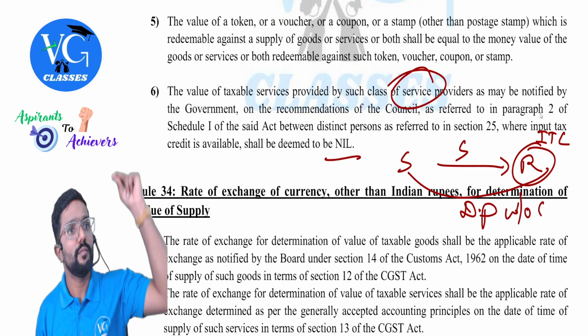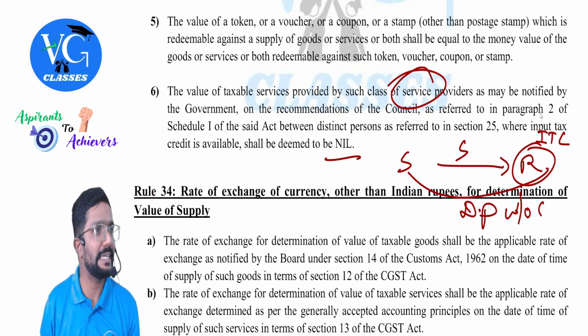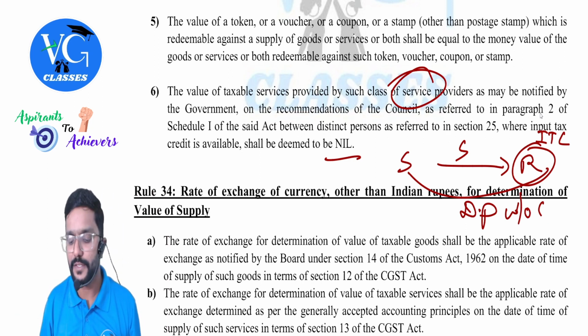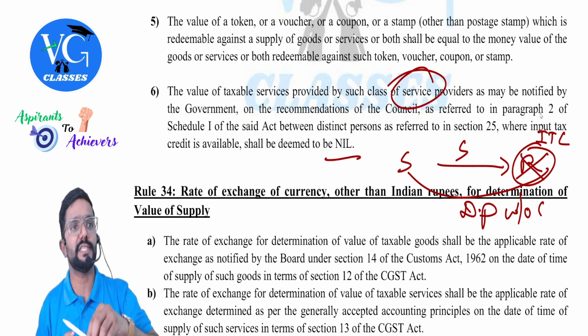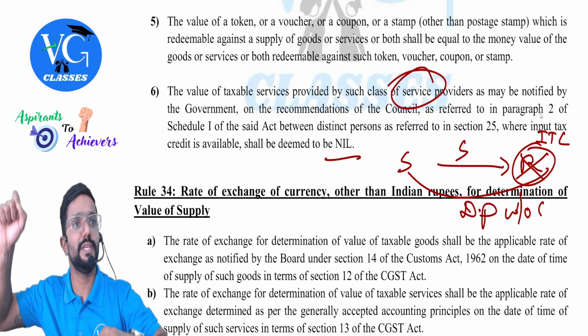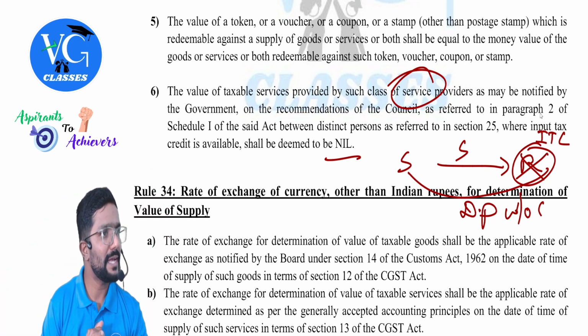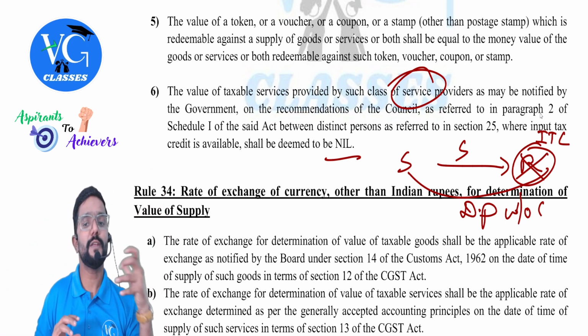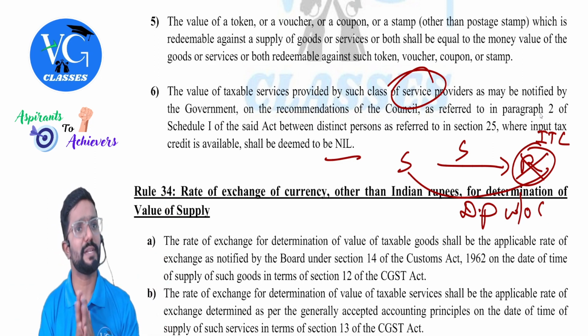What if it is goods? By using valuation rules, we need to calculate the value. Or else, sir, it is a service, but the recipient is not eligible to claim ITC. In that case, should we determine the value? Yes, as per valuation rules. Sir, what if the supplier and recipient are related persons?